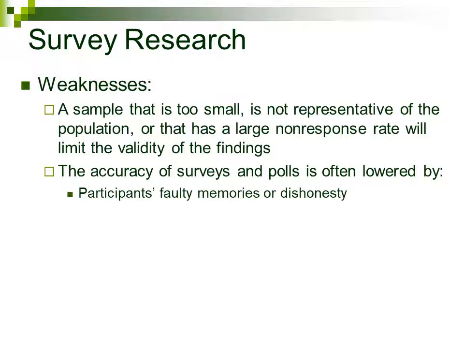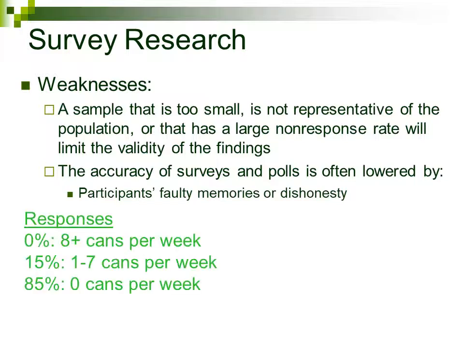One factor that can lower the accuracy of surveys is participants' faulty memories or dishonesty. It may be that people genuinely make a memory error, or that they intentionally lie, presumably to make themselves look better. As an example, in one study, people were asked how many cans of beer were consumed in their household each week. Here were the survey responses.